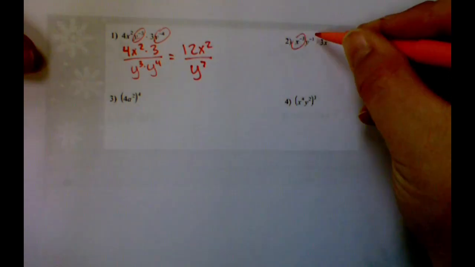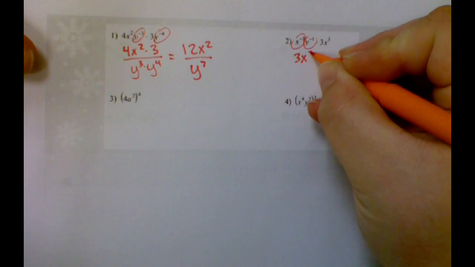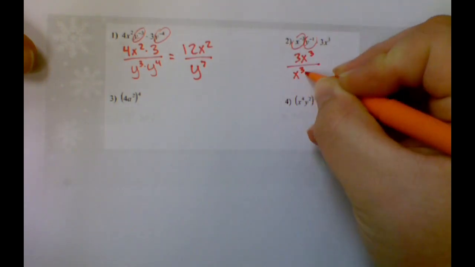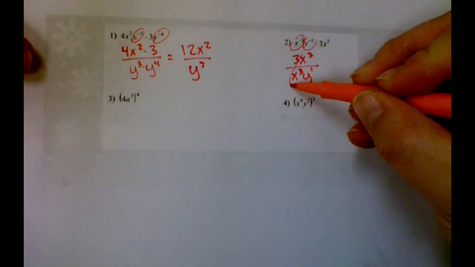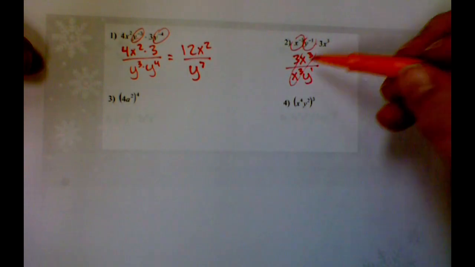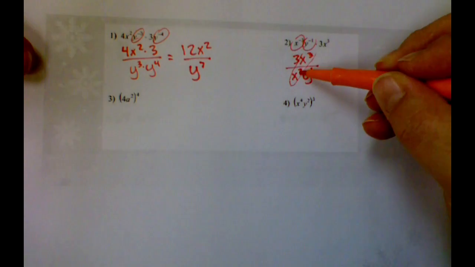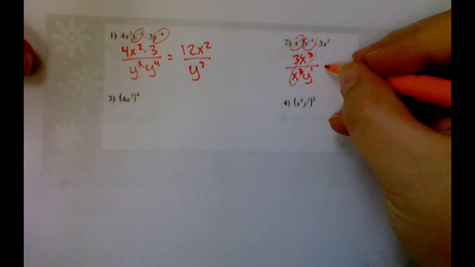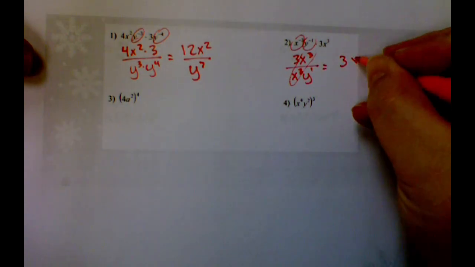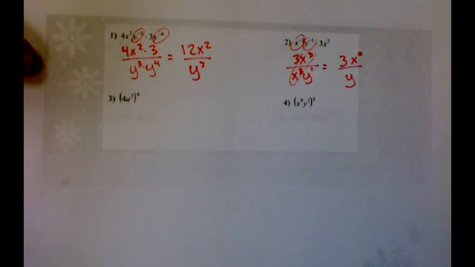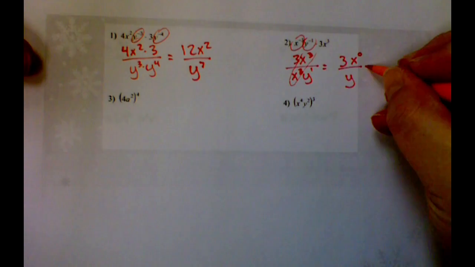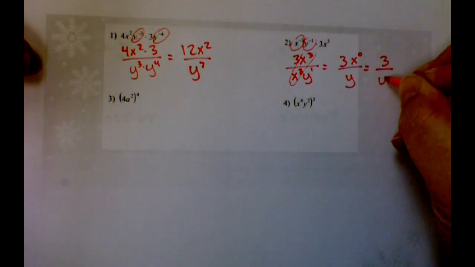For number 2 here, my x has to move to the denominator. This y has to move to the denominator. So I have 3x cubed over x cubed times y to the 1st power. Well, I have x cubed over x cubed. Same base, subtract the exponents. I get x to the 0 power. So I have 3x to the 0 power over y to the 1st power, which is just y. Remember, anything to the 0 power is just 1, so really I just end up with 3 over y.